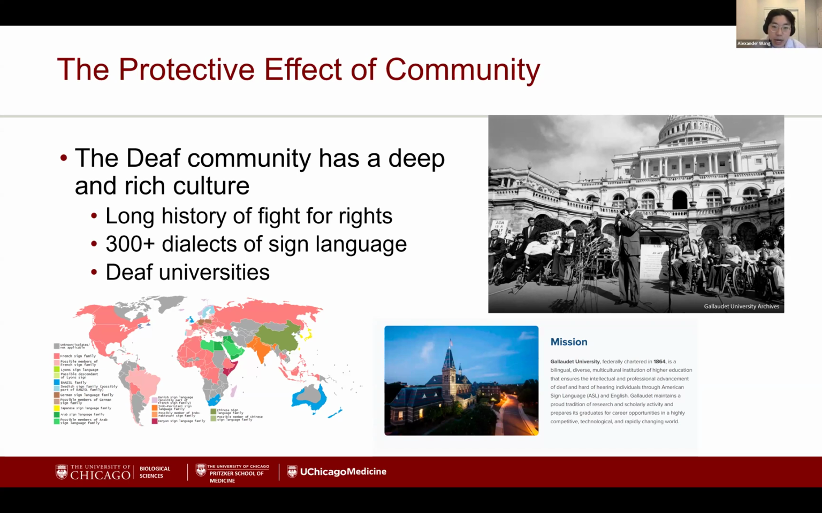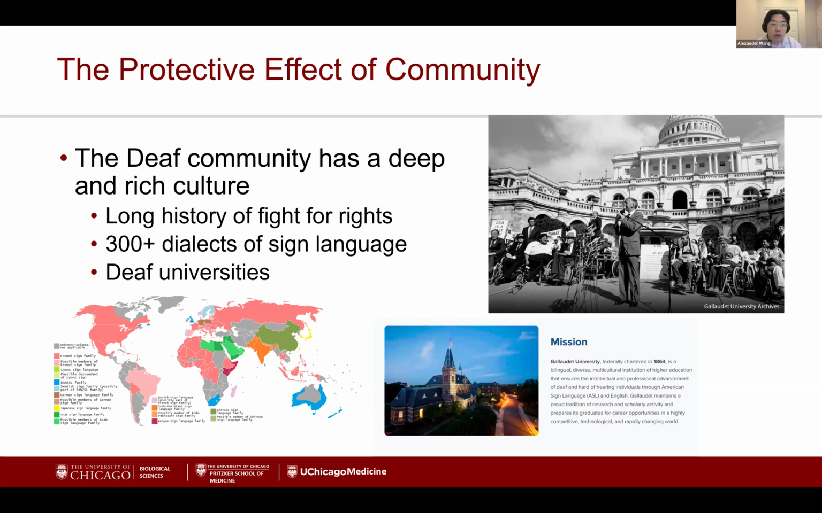We see this picture on the top right. I believe that is, at the time, the president of Gallaudet University. I'll get to that. He's a deaf activist speaking, I believe in front of the Capitol building. And there are 300 plus dialects of sign language. The image on the bottom left of the screen is a little bit hard to see, but it's color coded and I found it on the internet, and it shows some of the linguistic origins of a variety of different sign languages across the world. So not even just regional dialects, but different linguistic origins from various parts of the world.